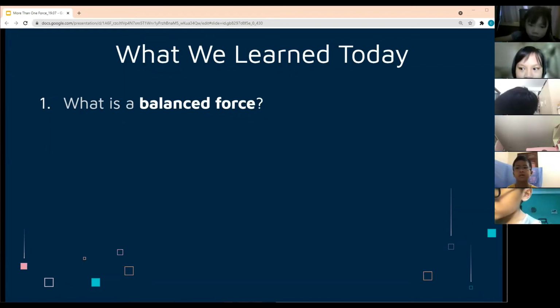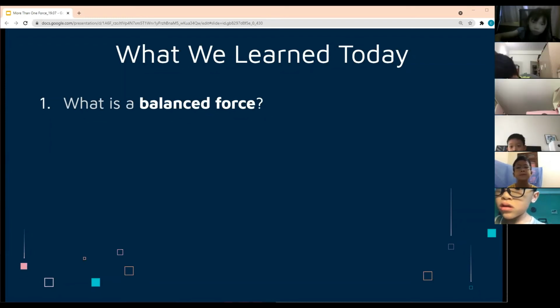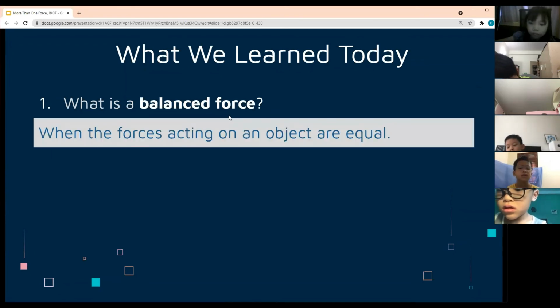A balanced force is the two number of forces that equal. Exactly. And can you read the answer for me? When the forces acting on an object are equal. Good job, Sophia. You got it correct.